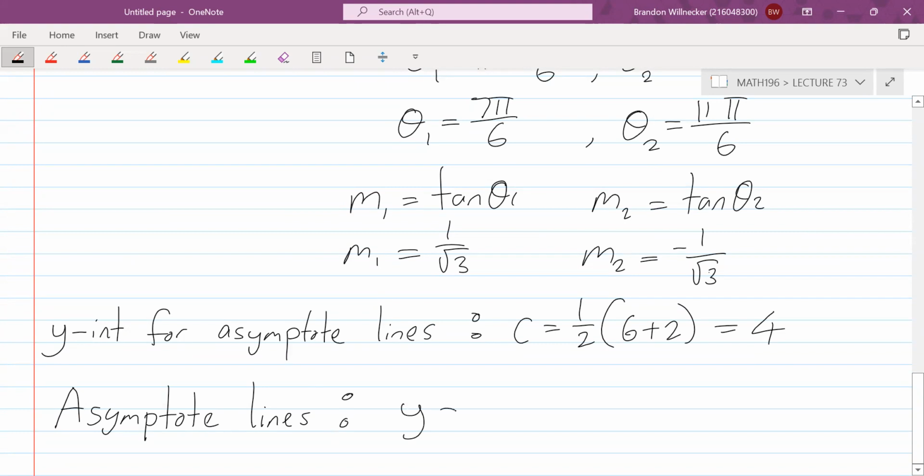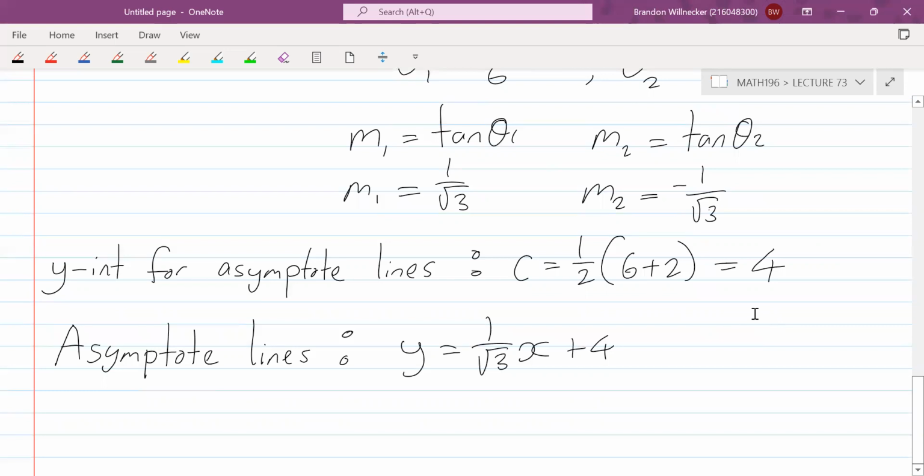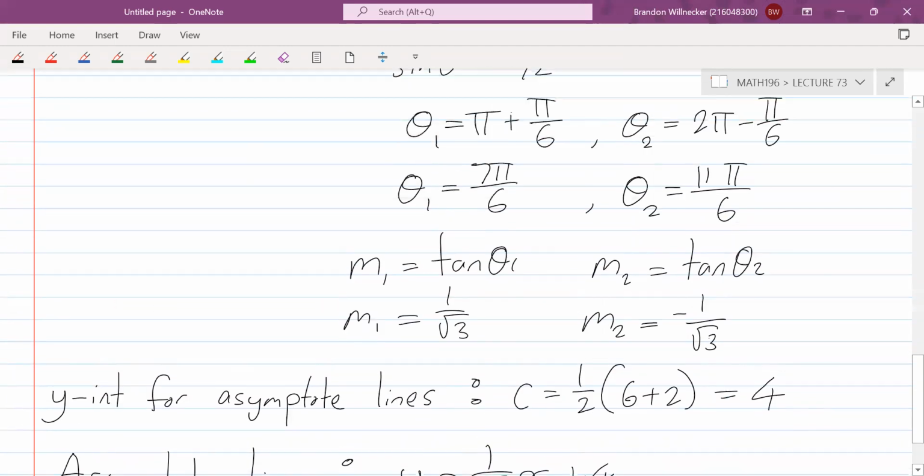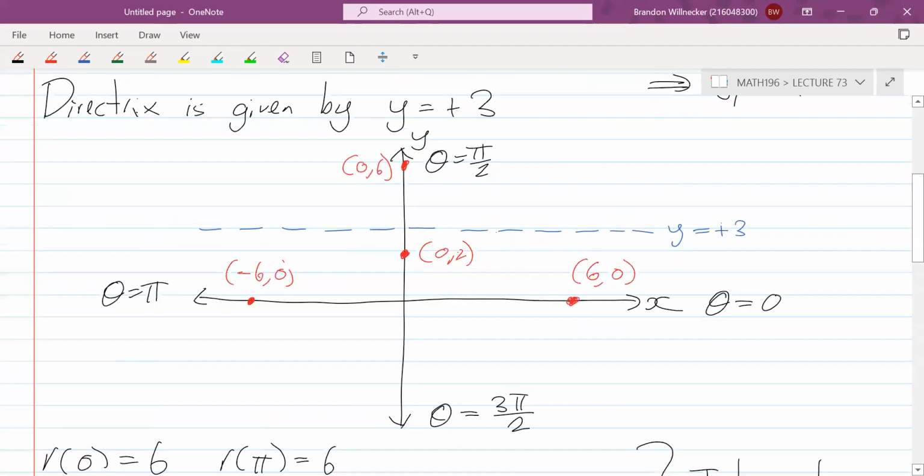Okay, so the first one, y is equal to 1 over root 3 x plus 4. So that's like the positive asymptote line, the increasing one. And then the decreasing one will be minus 1 over root 3 x plus 4. That's going to be the decreasing asymptote line. So we've got the intercepts, we've got the asymptotes. Now we can sketch what this looks like.